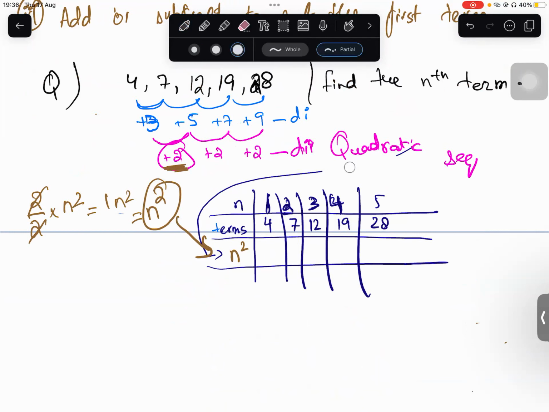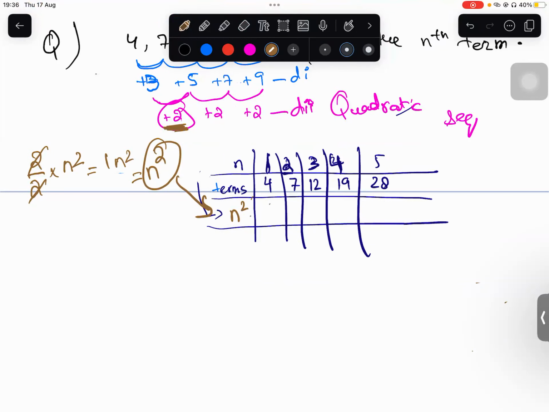Now we'll calculate the rest of it. So n squared in this column means 1 squared. 1 squared is just 1 times 1, which is 1. In this column, it means 2 squared. 2 times 2 is 4. 3 times 3 is 9. 4 times 4 is 16. And 5 times 5 is 25. Are we good so far? Now we'll just subtract these. So 4 minus 1 is 3. 7 minus 4 is also 3. Then you've got 12 minus 9, which is 3. 19 minus 16 is also 3. And 28 minus 25 is also 3.